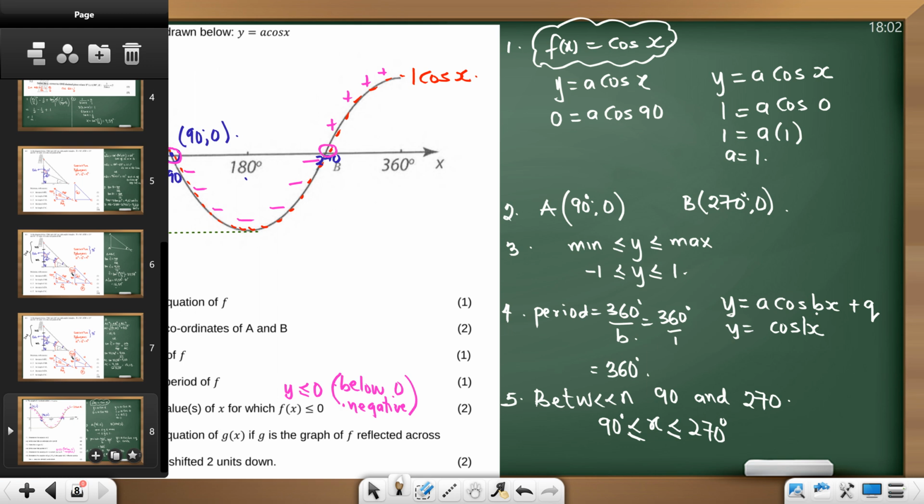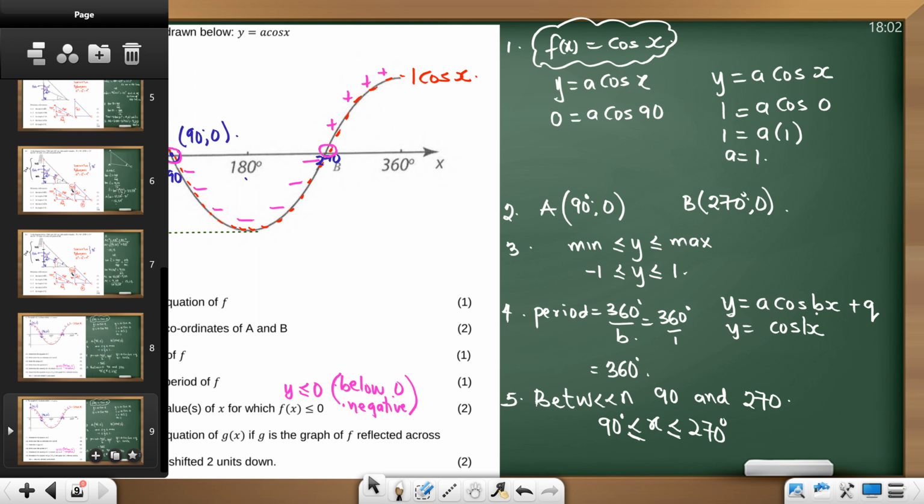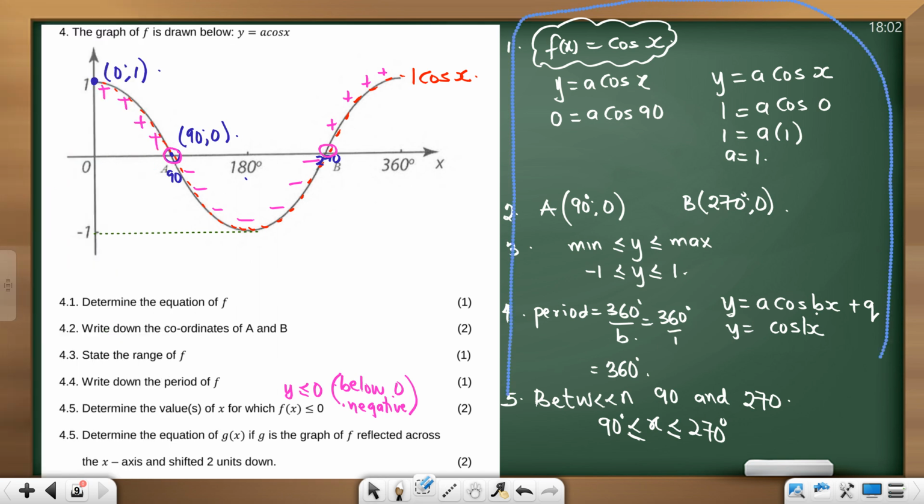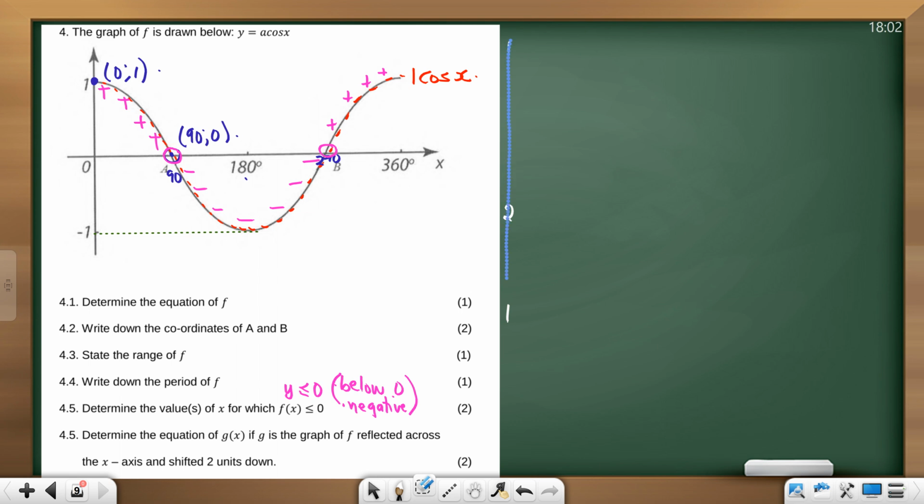Number 6, the last one. I hope this would help those who are writing. Determine the equation of g of x if g is the graph of f reflected along the x. Okay, quickly. Reflection. We did this under paper 1. If you reflect along the x, what do you do? You keep the x and change the sign of y.